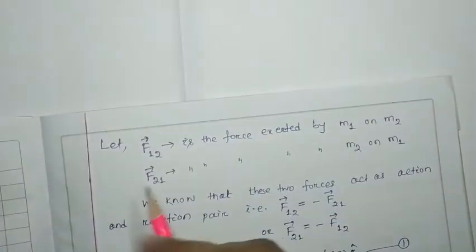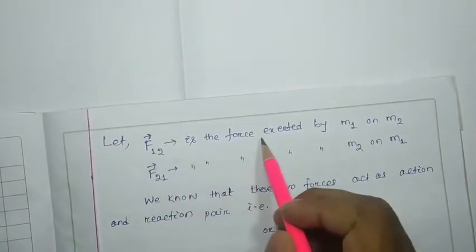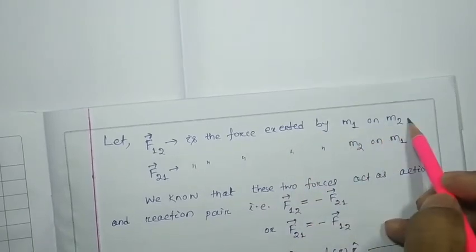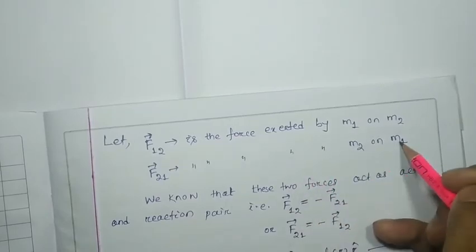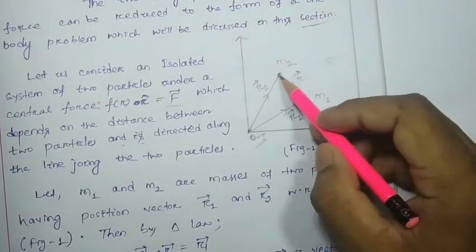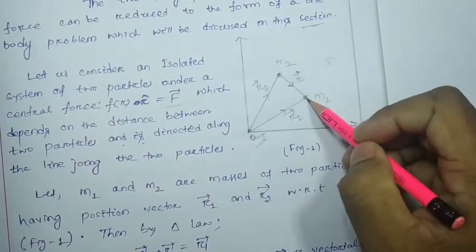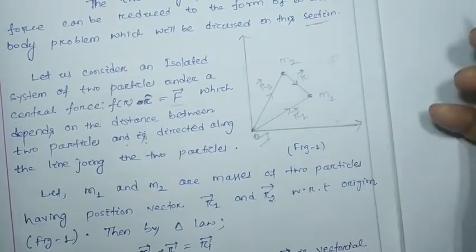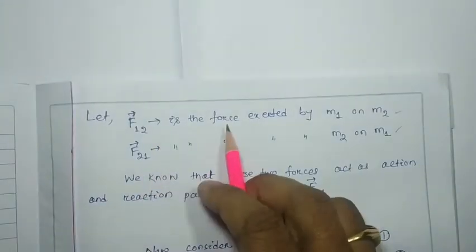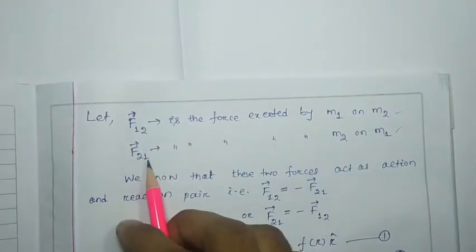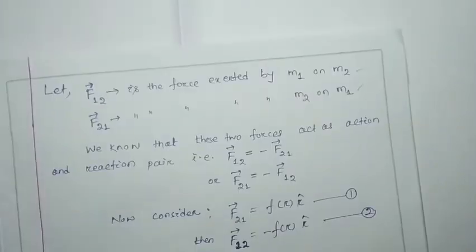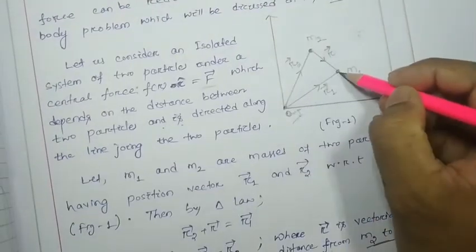Now let F12 be the force exerted by m1 on m2, and F21 be the force exerted by m2 on m1. That means on m2, due to m1, let it be F12, whatever I have written, is the force exerted by m1 on m2. Likewise F21 represents the force on m1 by m2.